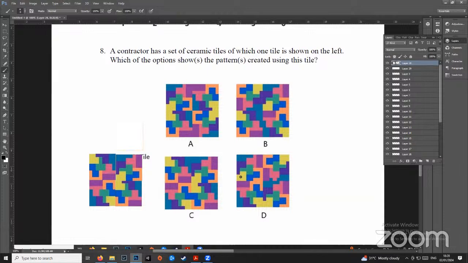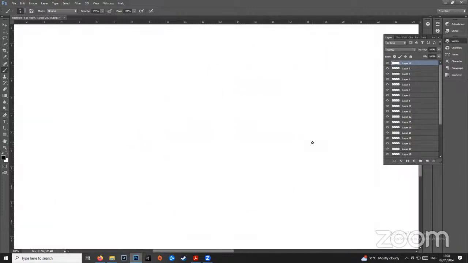So I think the question is asked in the opposite way, that which of the options shows the patterns created using the style. So A, B and C would be the correct option. D would not be the correct option. Okay. All right. So this again, try to do it in your mind when you have the opportunity.